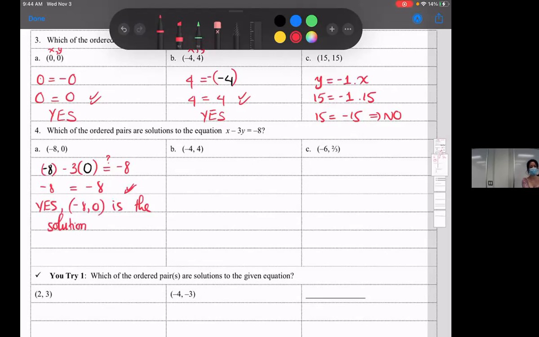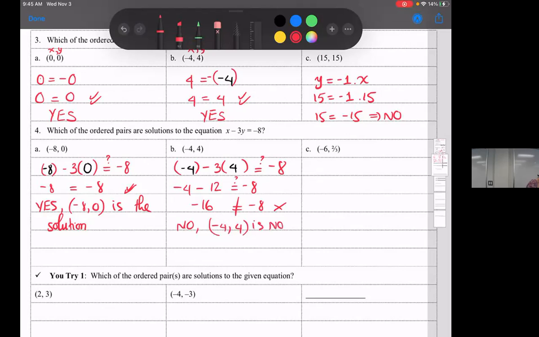Solution. You have to conclude your answer. -4, 4, what you got? No? Okay, let's check it out. So x is -4, y is 4. So I have -4 minus 12, which is -16. It's definitely not equal to -8. So no. -4, 4 is not the solution to that equation.